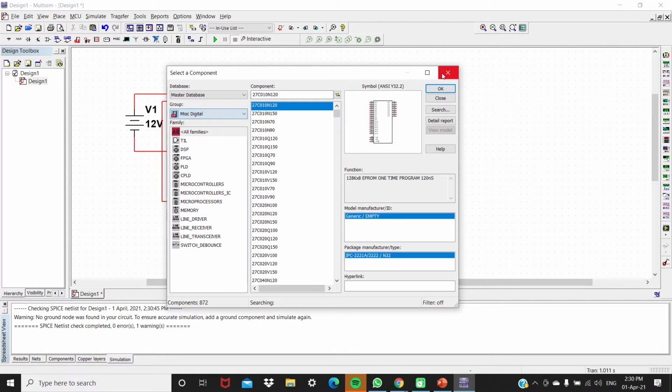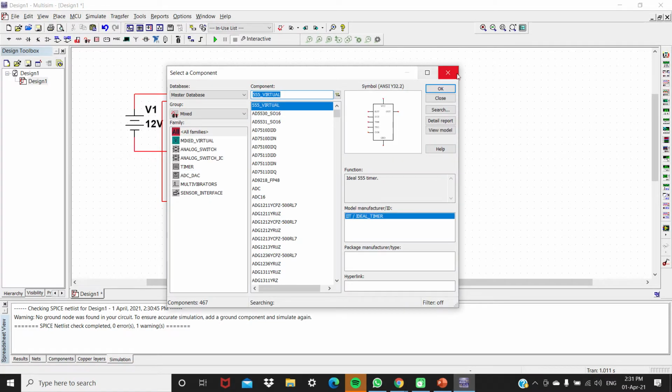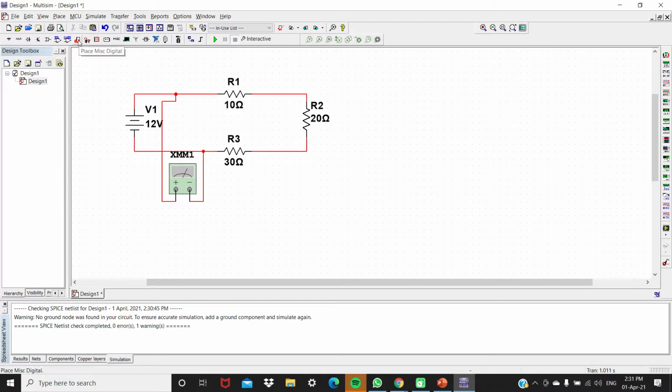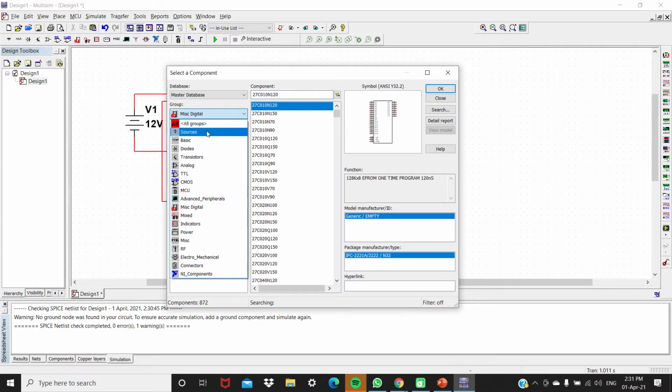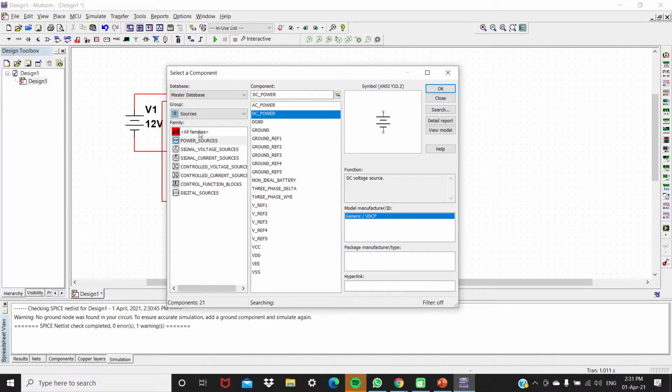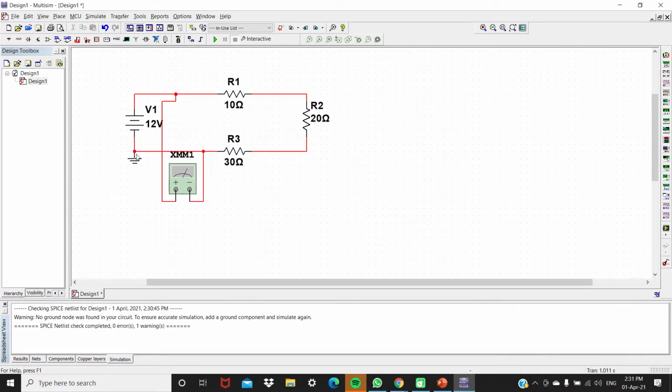Just go over here, go back to the red one. Slowly, Shamimi. Go to Place, then Place Digital. Then scroll. Go to the source. So grounding is grouped together with sources. I don't think so. Oh, it's there, under DC power. This is the ground that I mentioned before. Click and put on the ground. Just place it here.